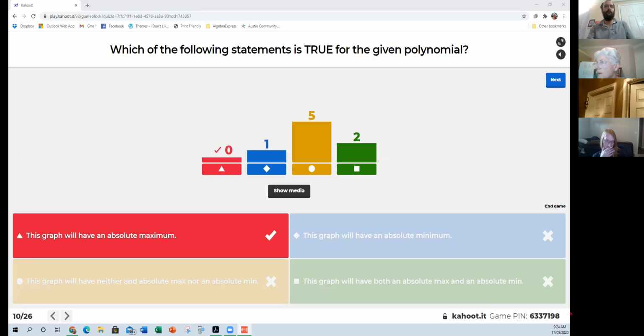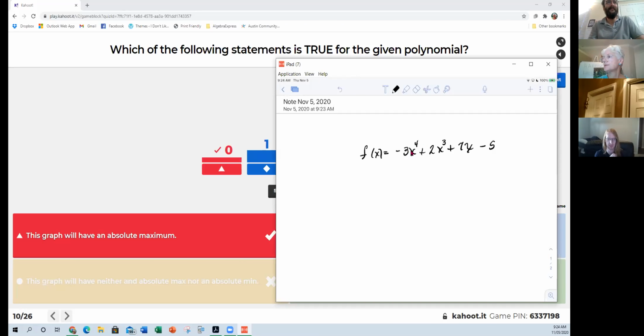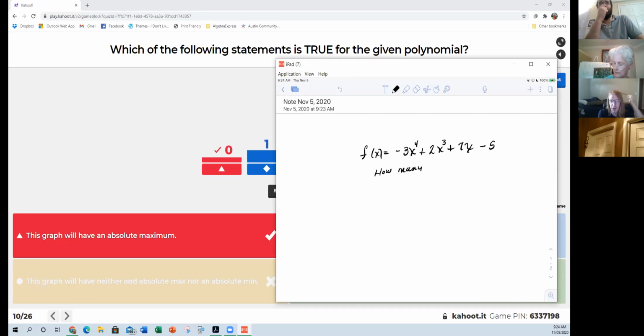What did y'all pick? Y'all picked 5. Okay, so let's look at this. Here's the graph. Here's the equation. So how many humps do we know that this is going to have? How many turning points? Should be 3, right?